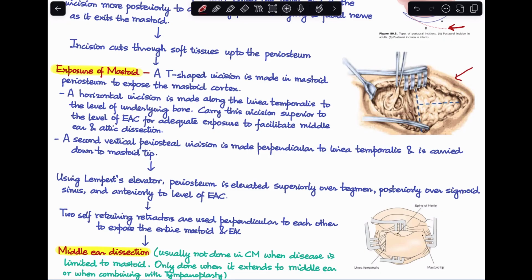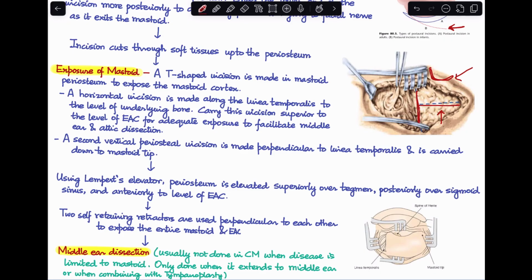We see here that there is a T-shaped incision that we give over here on the mastoid periosteum and expose the mastoid cortex. So the T-shaped incision is, first of all, we give this horizontal incision which is made along the linea temporalis to the level of the underlying bone. And this incision should be superior to the level of EAC which is in front over here. If not, then it will not lead to adequate exposure of the middle ear.